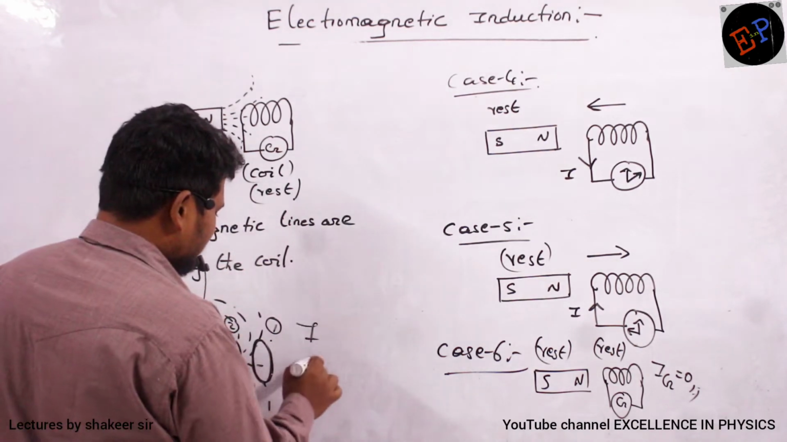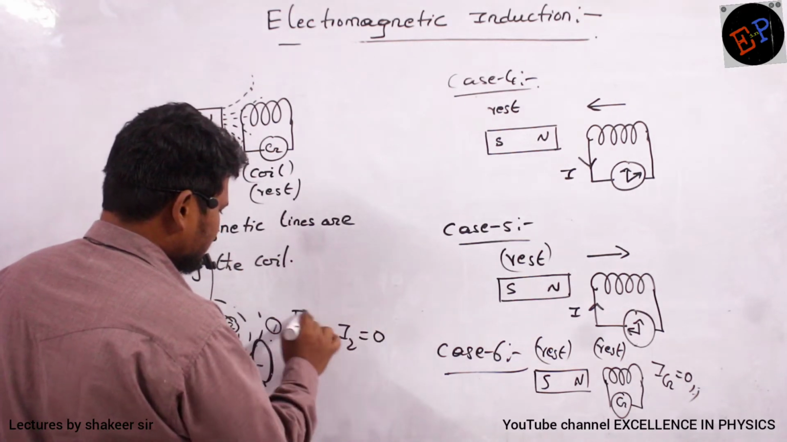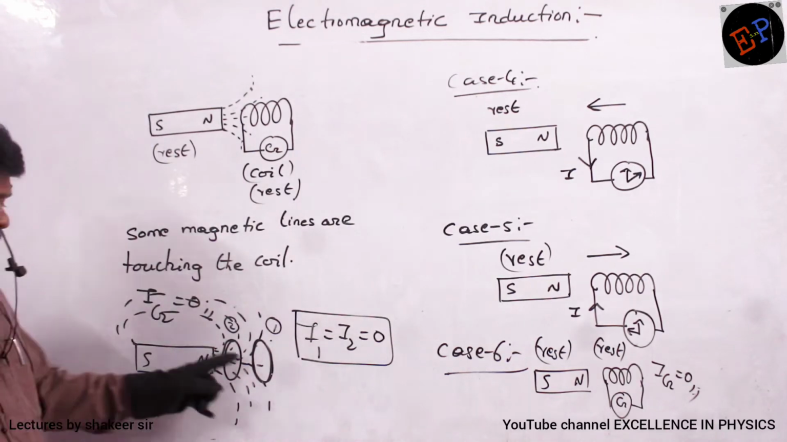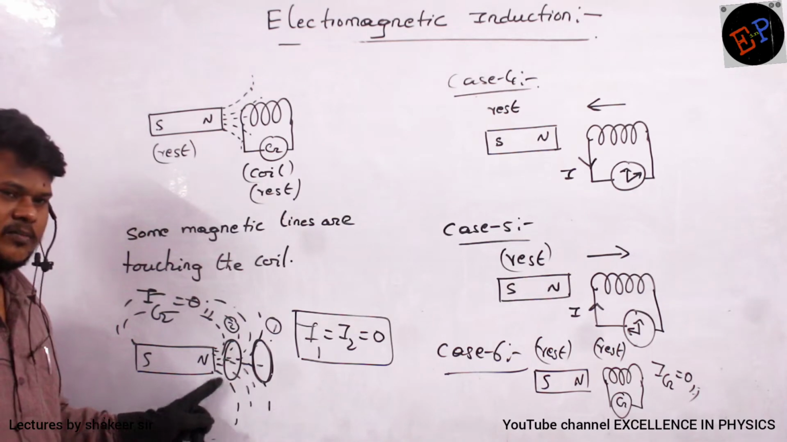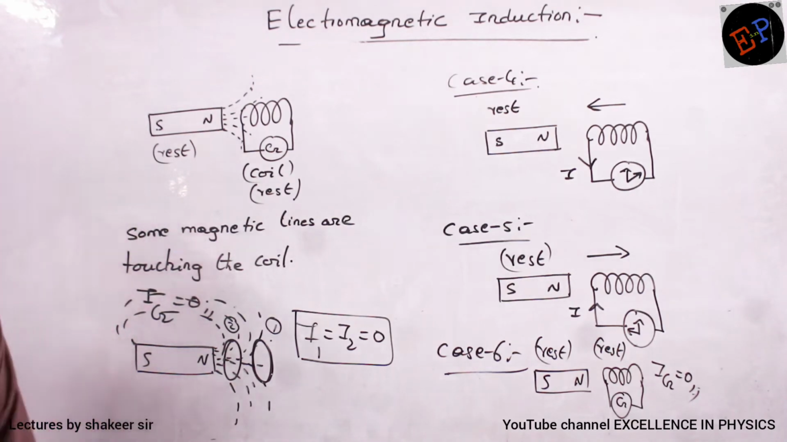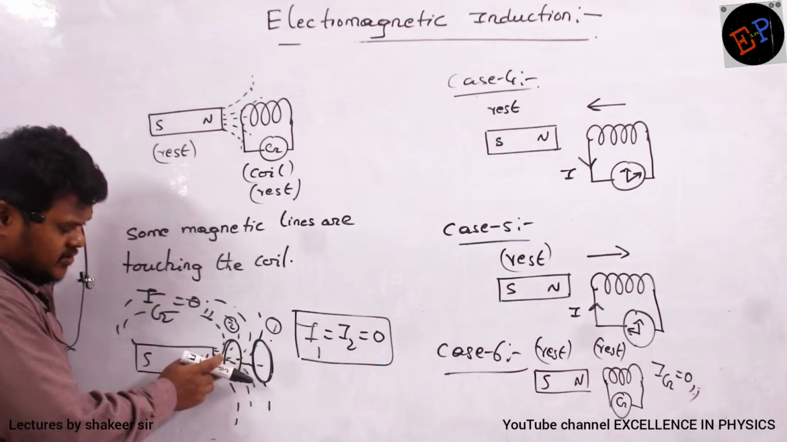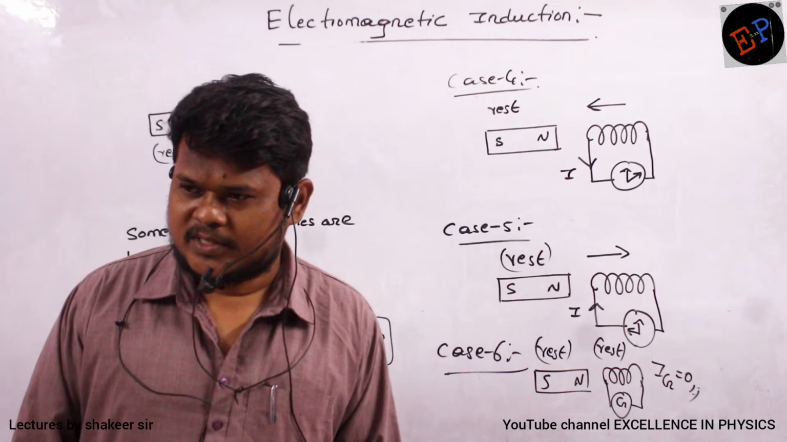Current will be 0 in both the conditions. Clear? When you keep the coil far away from the magnet, no current. When you keep the coil closer to the magnet, then also no current. So therefore what I understand is that the current produced does not depend upon the position of the coil. Are you able to understand?